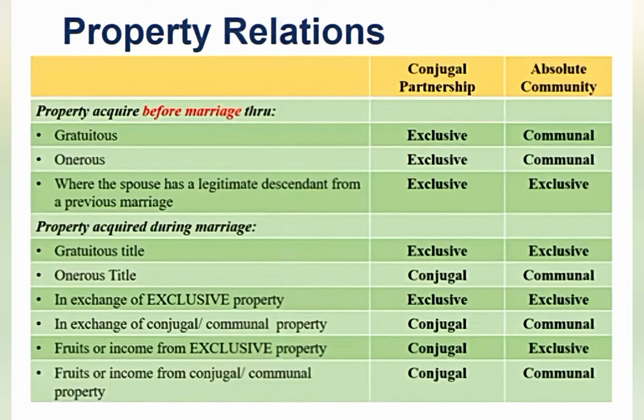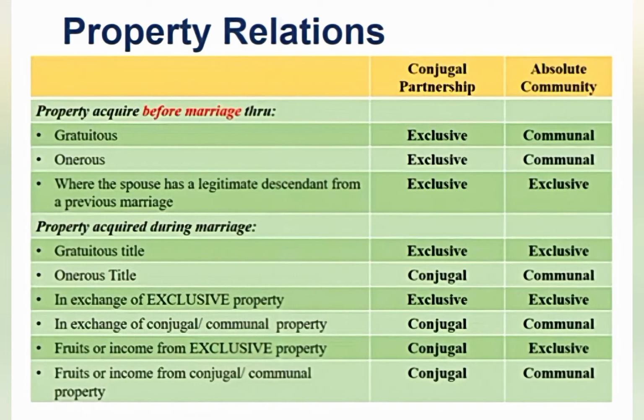So when the property were acquired before the marriage through gratuitous transfer, it will always be exclusive under conjugal partnership. For example, the husband has the property that he inherited from his parents before he married his wife. So this property under conjugal partnership of gains will remain exclusive to the husband. But when it comes to absolute community, this is considered as communal property. Same goes with onerous property. In conjugal partnership, it is exclusive, while in absolute community, it is communal property.